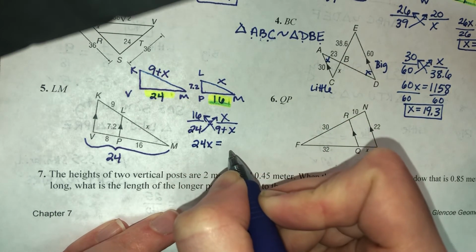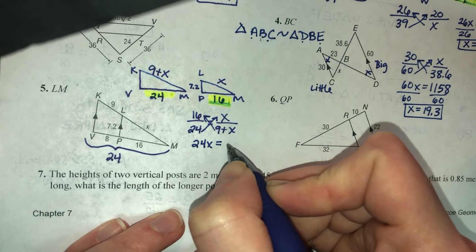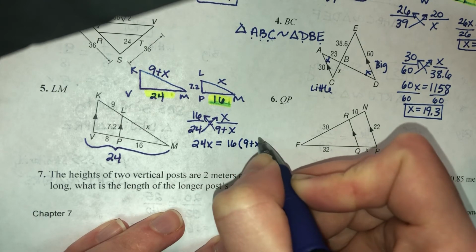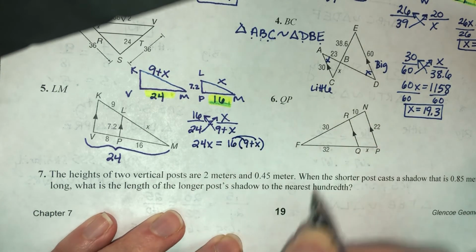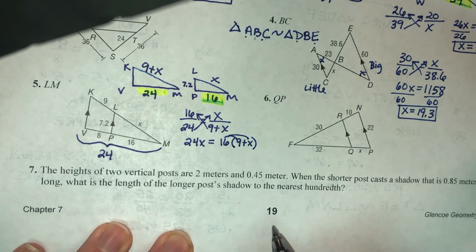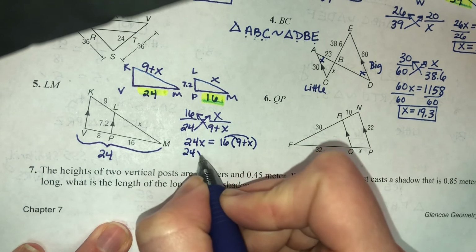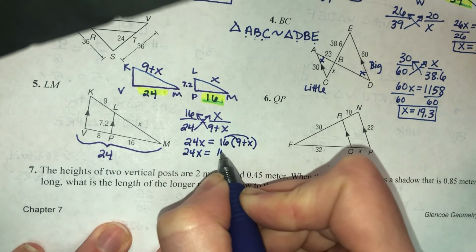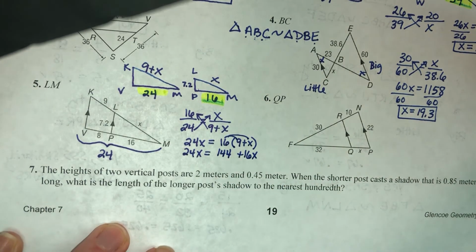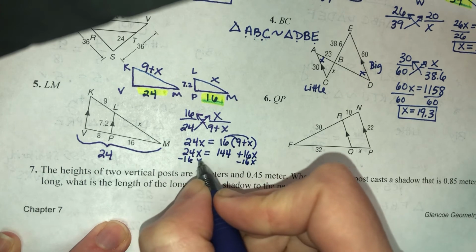24x equals 16 times, in parentheses, 9 plus x. And we'll distribute the 16. So we'll have 24x equals 144 plus 16x. And then we'll subtract the 16x on both sides.